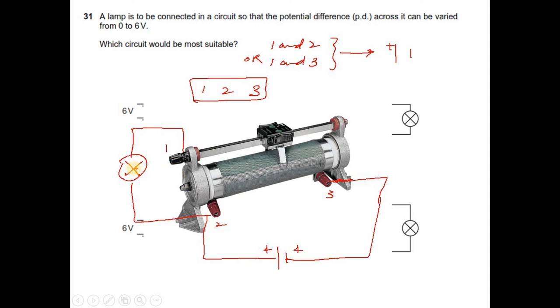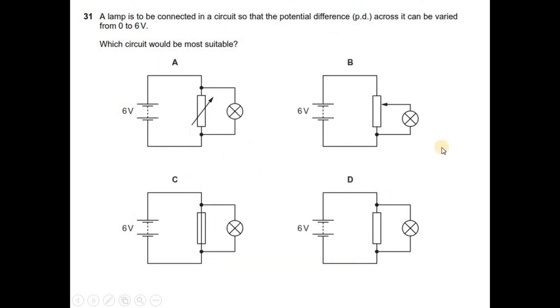So now the bulb is in parallel with this. So remember, if you are using only two terminals, 1 and 2, or 1 and 3, then it is a current controller, or the rheostat will be behaving as a variable resistance. But if you are using all the three terminals and the component in parallel, then the same rheostat behaves as a potential divider, and the voltage can be varied from 0 to 2. So your option is B.